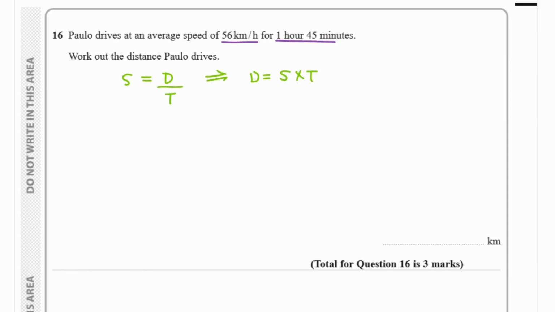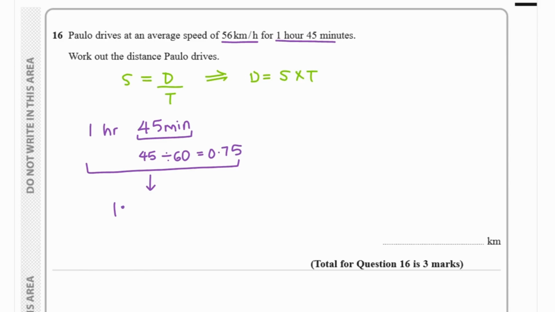The speed given to us is 56 kilometers per hour, and the time given to us is 1 hour 45 minutes. So in order to put this into the formula, we have to make the units match the speed, and the units of the speed is in hours. So in order to make 1 hour 45 minutes into hours, we would have to convert the 45 minutes into an hour. So if we do 45 divided by 60, that gives us 0.75, which means that the 45 minutes is 0.75 of an hour. So the whole 1 hour 45 minutes can be written as 1.75 hours.